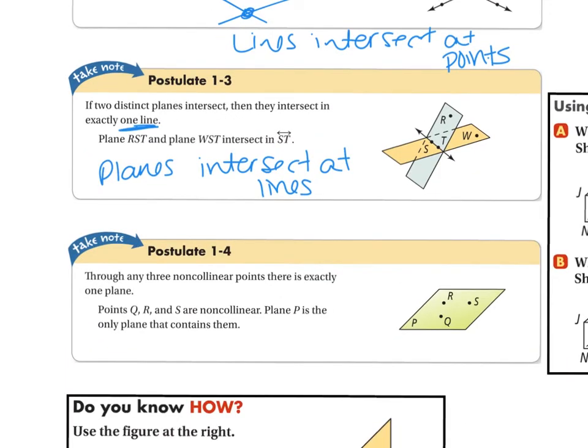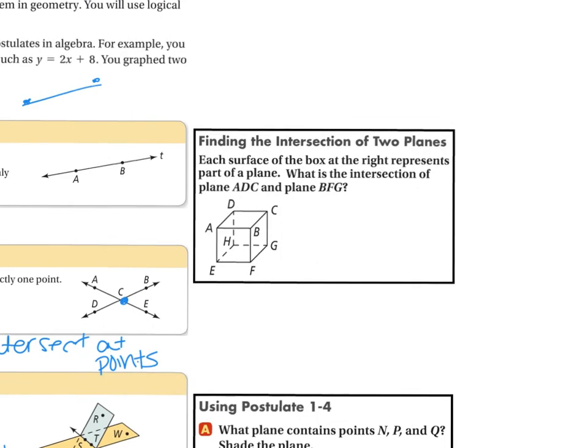Okay. Through any three non-collinear points, there is exactly one plane. We kind of talked about that on the other page. Points Q, R, and S are non-collinear. Plane P is on them and is the only plane that contains them. Okay. So let's go to this.